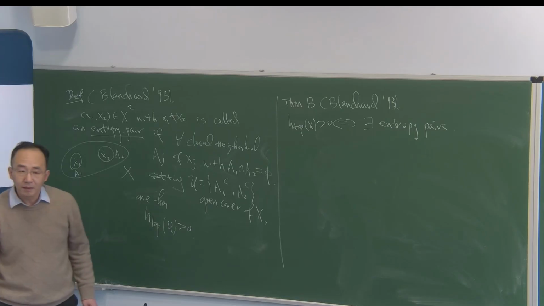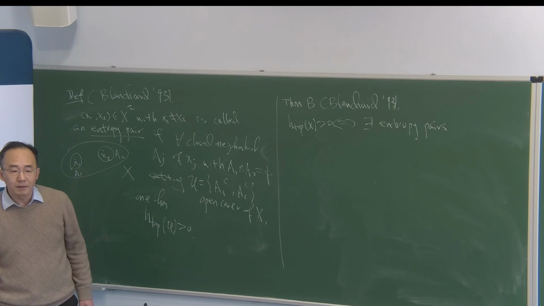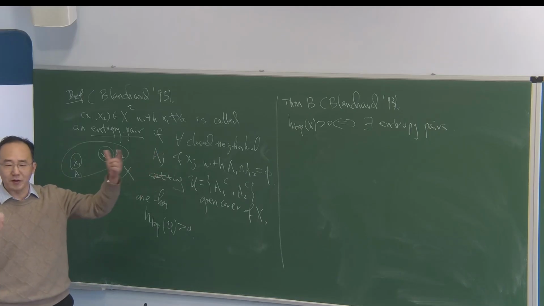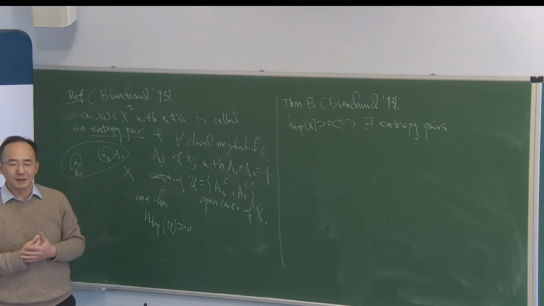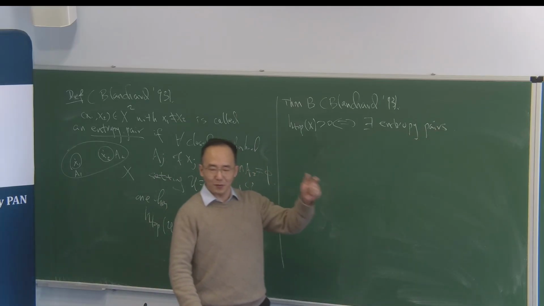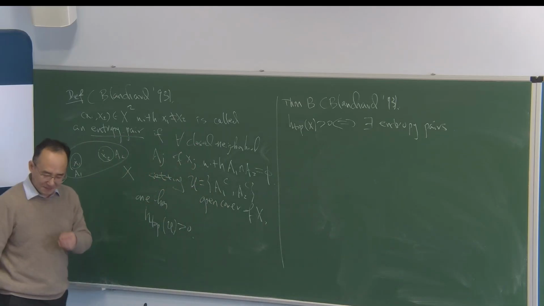Is it the existence of one entropy pair, or is it equivalent to having infinitely many entropy pairs? Yeah, that's a very good question. Next time we'll see that once you get one entropy pair, you will get a lot of them. This is only the existence of just one pair. Once you get one, you get a lot of them. Next time we'll see.